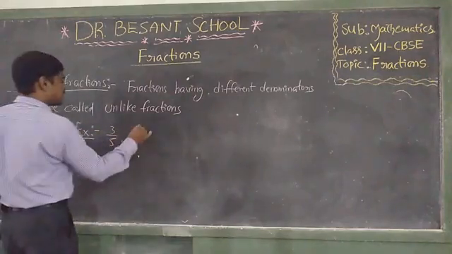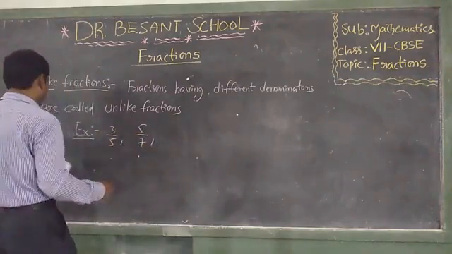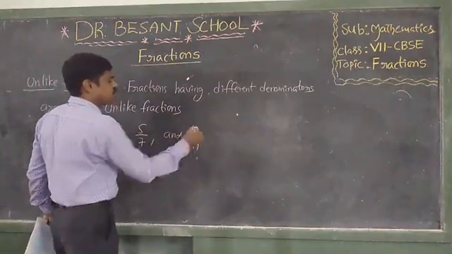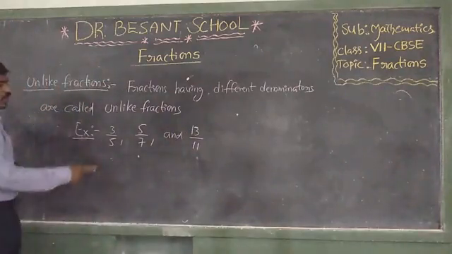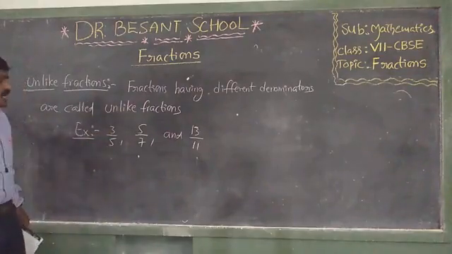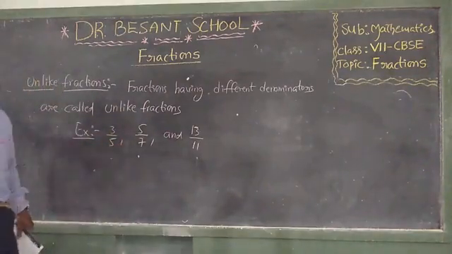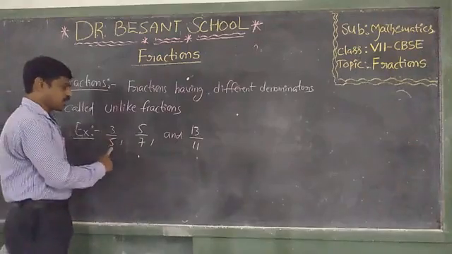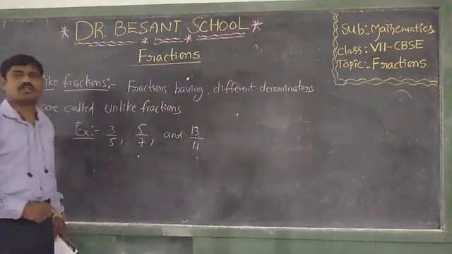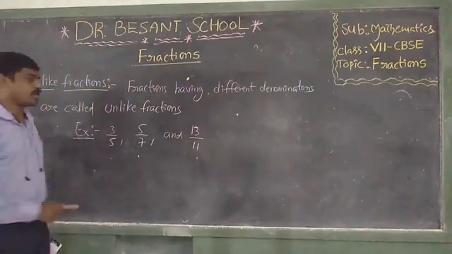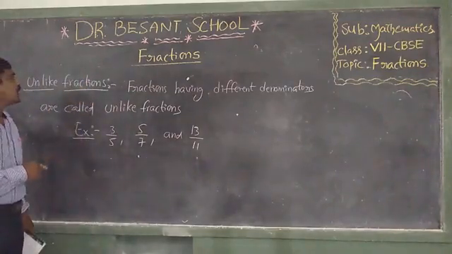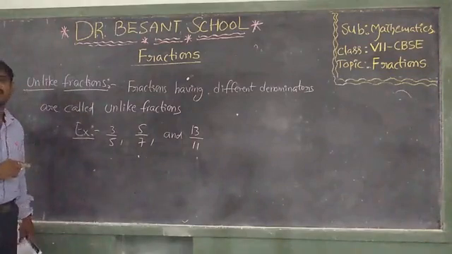Okay, children. Example: 3 by 5, 5 by 7 and 13 by 11. Textbook examples only I am telling. Observe here. In 3 by 5, what is the denominator? 5 is the denominator. In 5 by 7, what is the denominator? 7 is the denominator. So these two are different, no? Yes. Observe here, 13 by 11. What is the denominator? 11 is the denominator. So all the denominators are different. So these three are examples for unlike fractions.